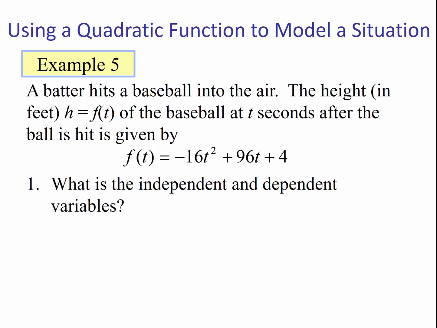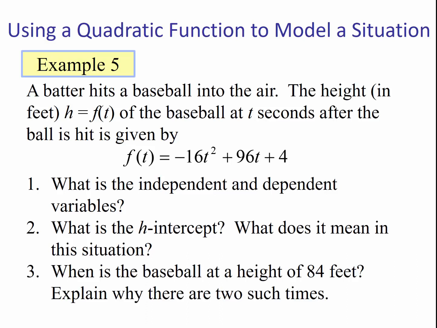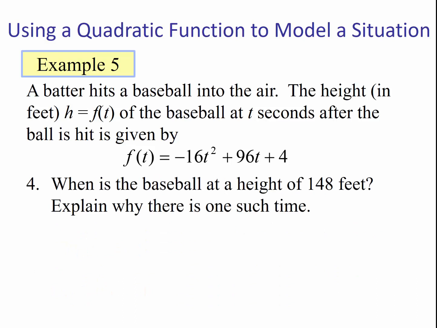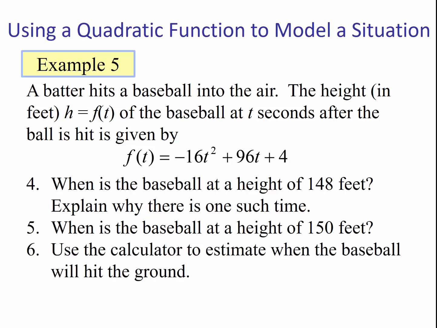Number 1. What are the independent and dependent variables? Number 2. What is the h-intercept? What does it mean in this situation? Number 3. When is the baseball at a height of 84 feet? Explain why there are two such times. Number 4. When is the baseball at a height of 148 feet? Explain why there is one such time. Number 5. When is the baseball at a height of 150 feet? Number 6. Use the calculator to estimate when the baseball will hit the ground.